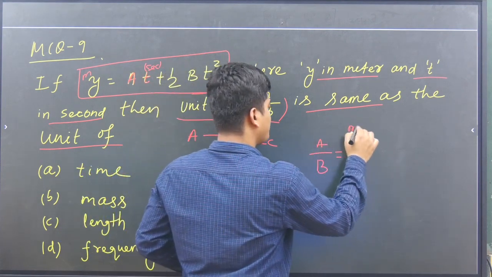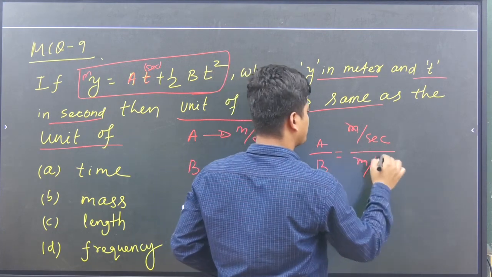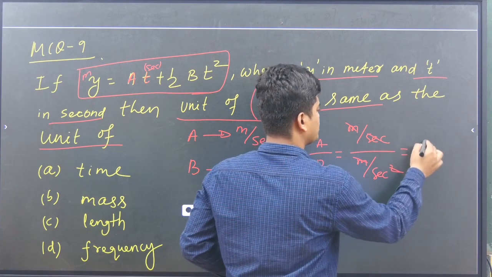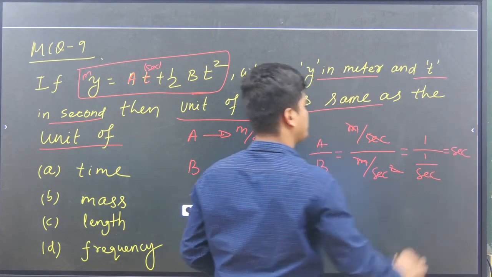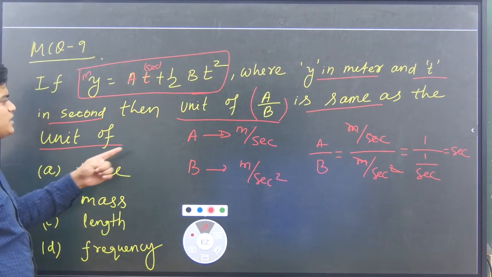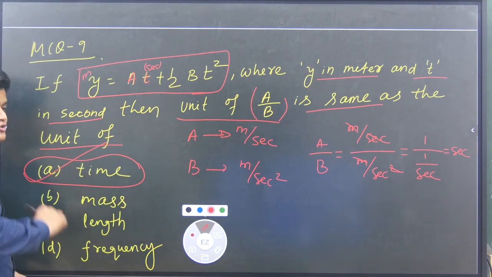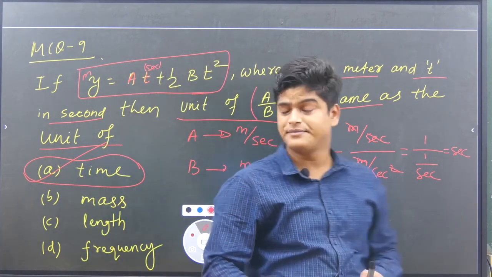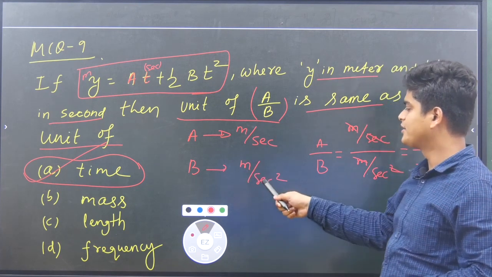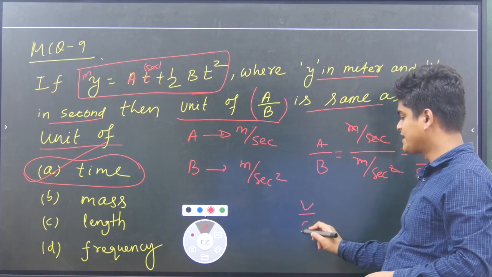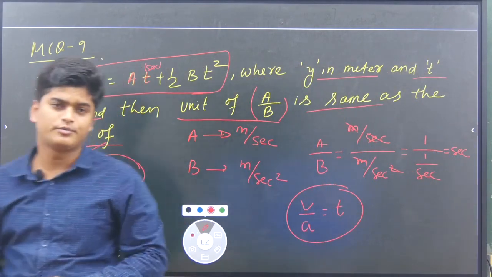How much is a by b? Meter by second divided by meter by second square. Now meter cancels, second square cancels, so it is nothing but 1 divided by 1 by second, or second will go up and it becomes second only. That means a by b unit is nothing but second, which is the unit of time. Or you can tell this is your velocity, this is your acceleration, because meter per second means velocity and meter by second square means acceleration. So velocity by acceleration is your time unit. So the answer will be option A.